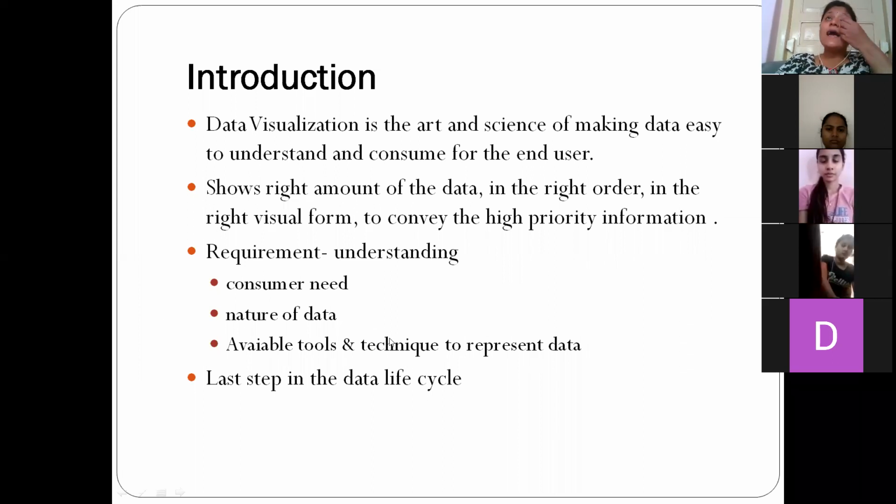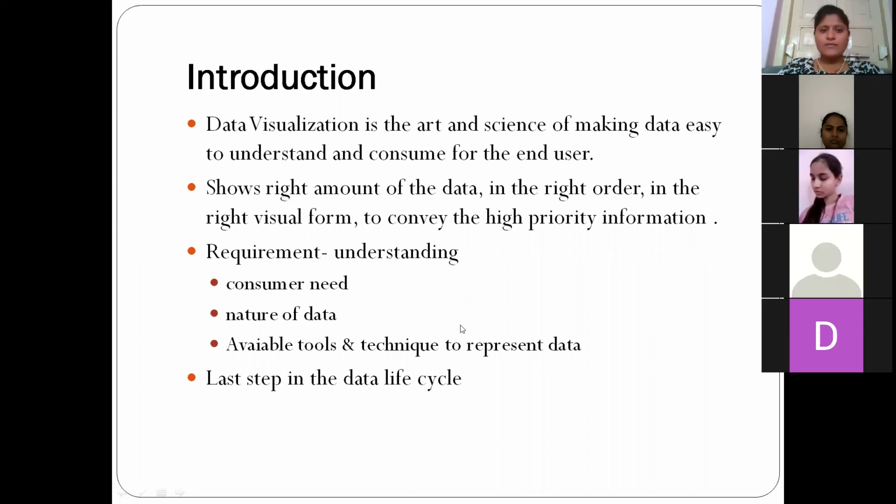Next, this is the last step of the data life cycle. Previously we have discussed the data life cycle. What is the first one in that data life cycle? First one is business, then intelligence, mining, and the data visualization. These are the steps, and in that, this is the last one. Okay, we'll move to the next one.